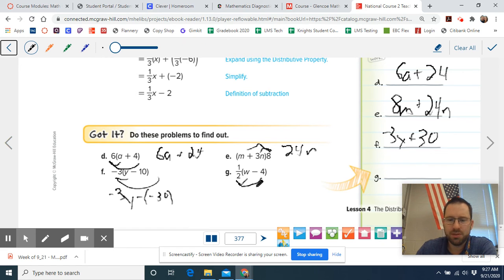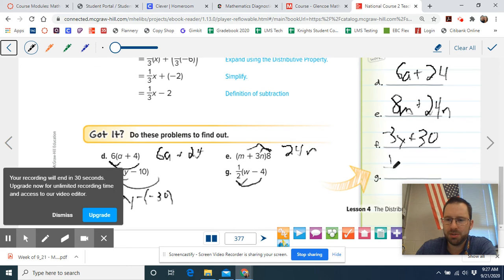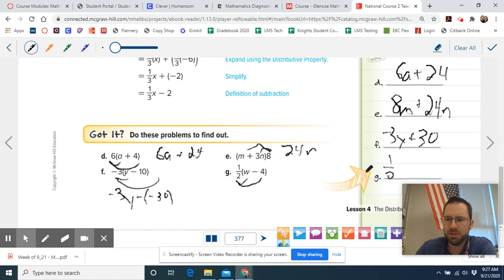Fractions. We haven't done much with fractions, but remember, you can use your calculators. 1/2 times W is half W. Bring the minus. Half of 4 is 2.